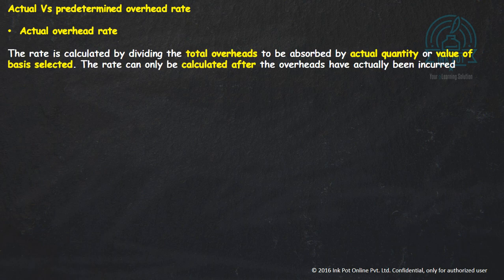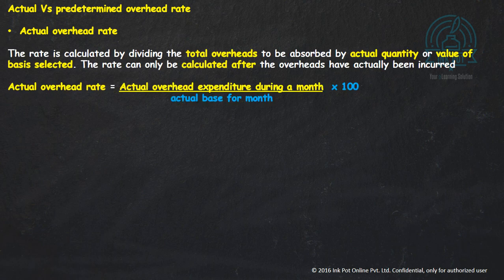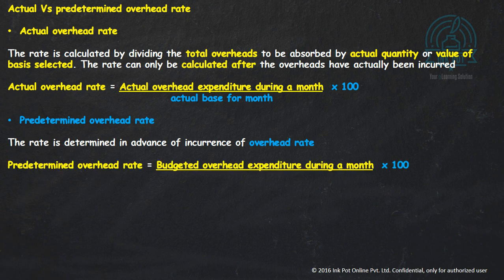Next. Now, what are actual versus predetermined overhead? I have clearly mentioned this in the PPTs. So actual overhead rate is calculated by dividing the actual overhead expenditure during the month by the actual base for the month. The base can be direct material, direct labor, machine hours, whatever. So take the total actual overhead of a particular month divided by actual base into 100, and we can get to know the actual overhead rate.